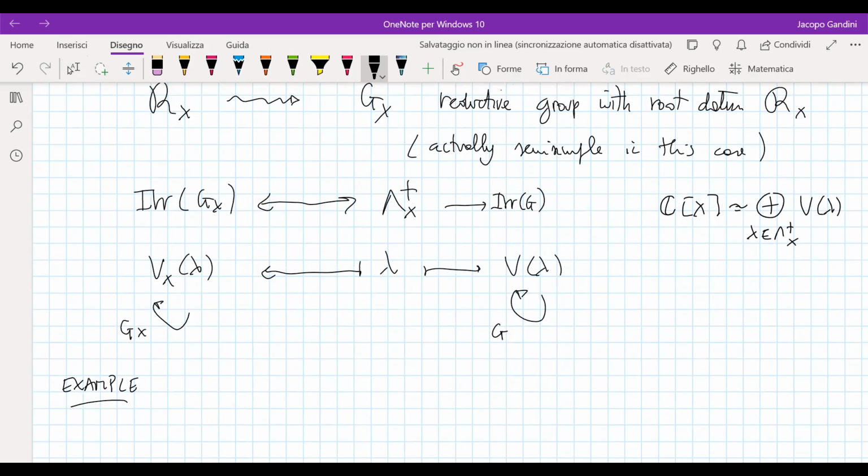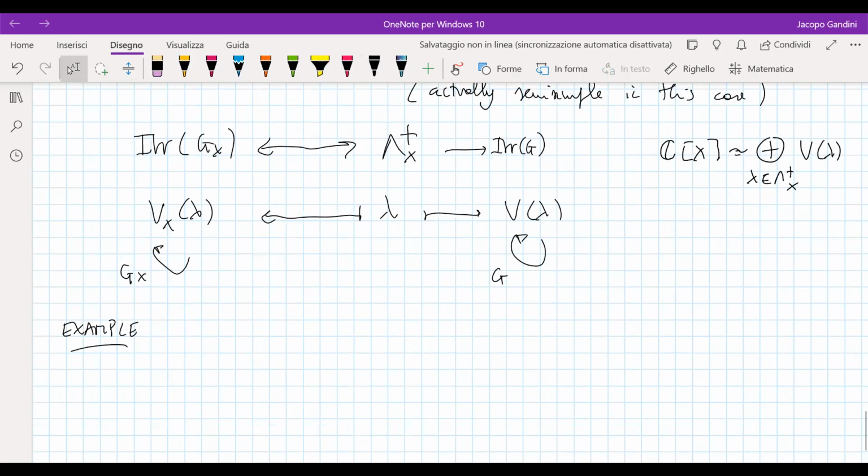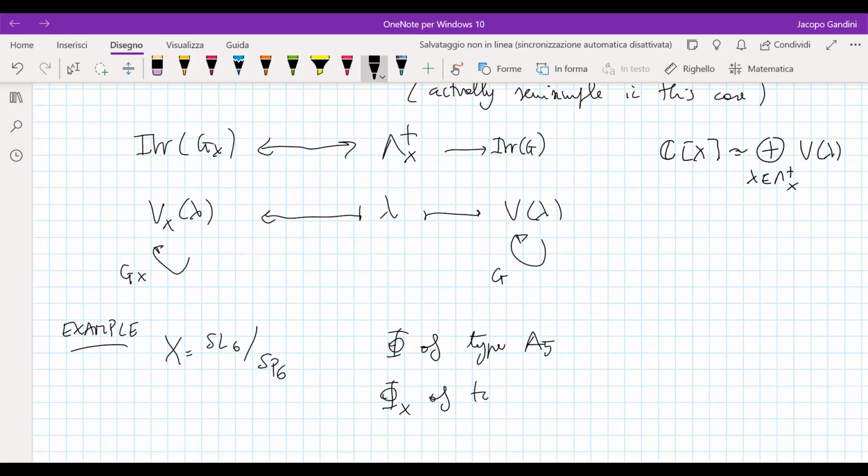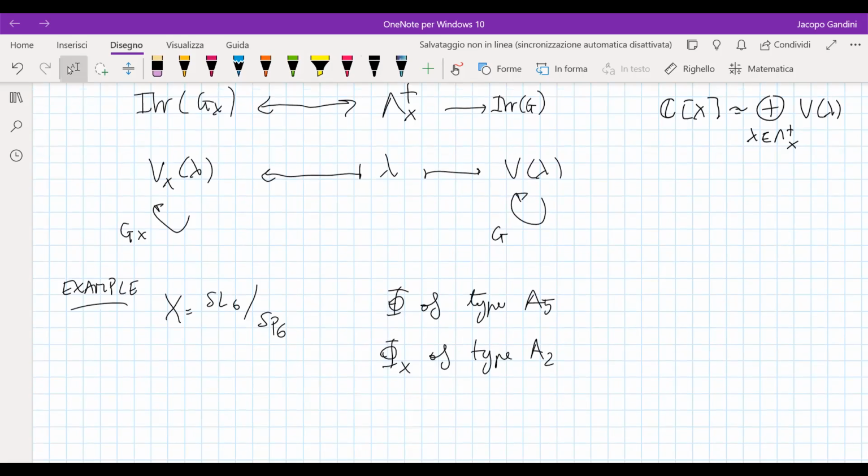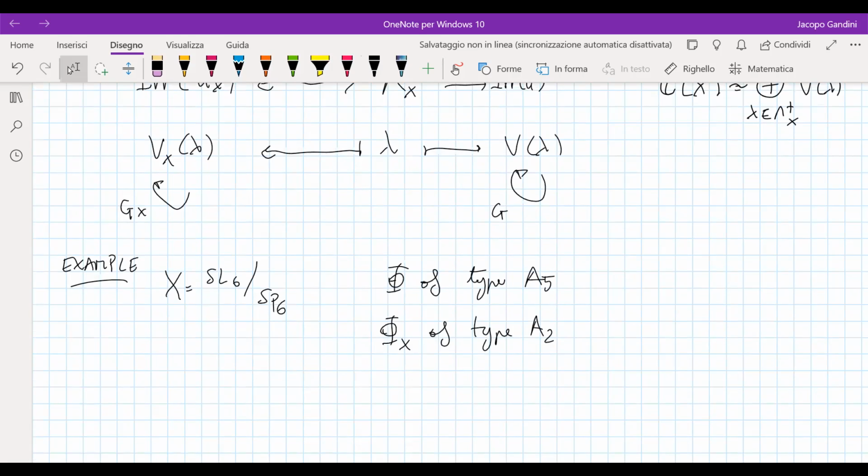Just to see how these root systems are different from the original root system. So let's take SL6 over SP6. Here, of course, G has type A5. And so this is X, let's say phi of type A5, whereas phi X will have type A2. So in this case, the type is the same, apart from the rank, but it can also be totally another type.